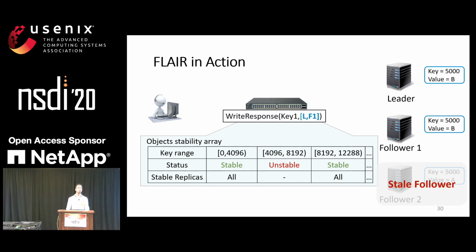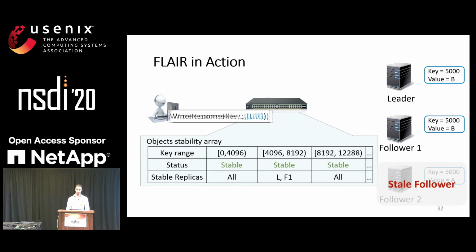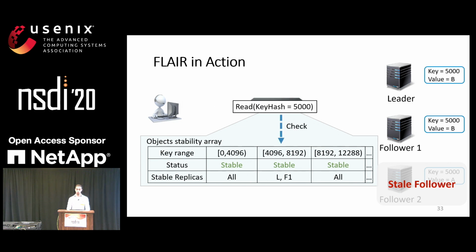Now, the switch will mark this key range as stable. However, it's stable only on the leader and follower 1. When future read requests arrive at the switch, it will perform the same check, and now it can be forwarded to any of these two stable replicas. As a matter of fact, future read requests will be load balanced across those two replicas.